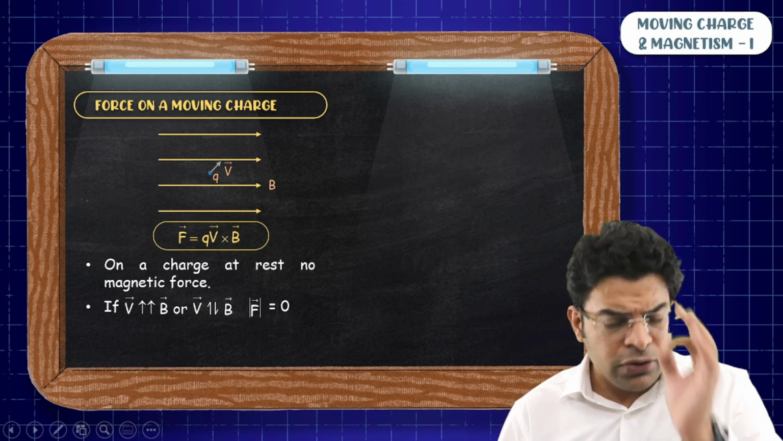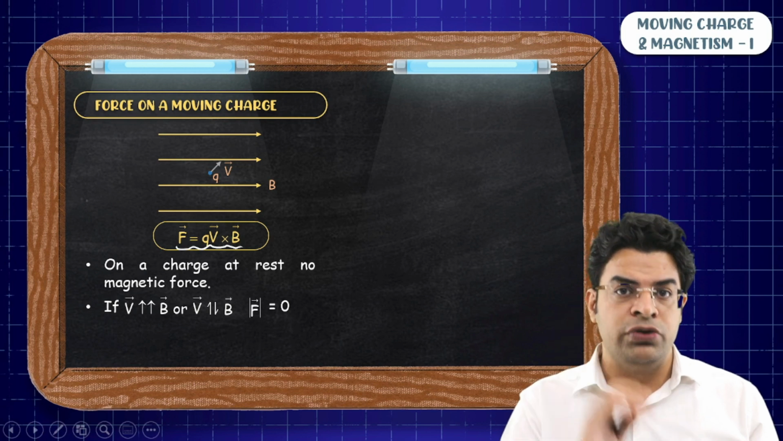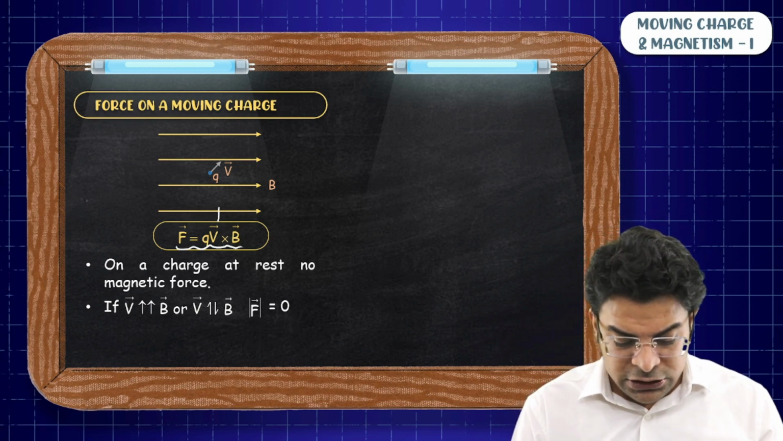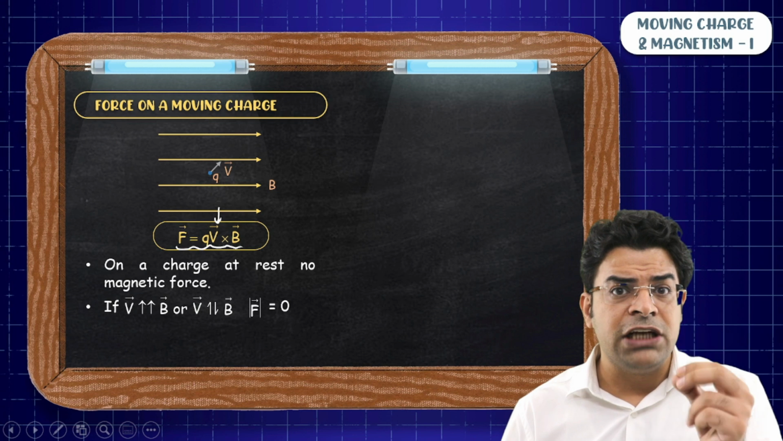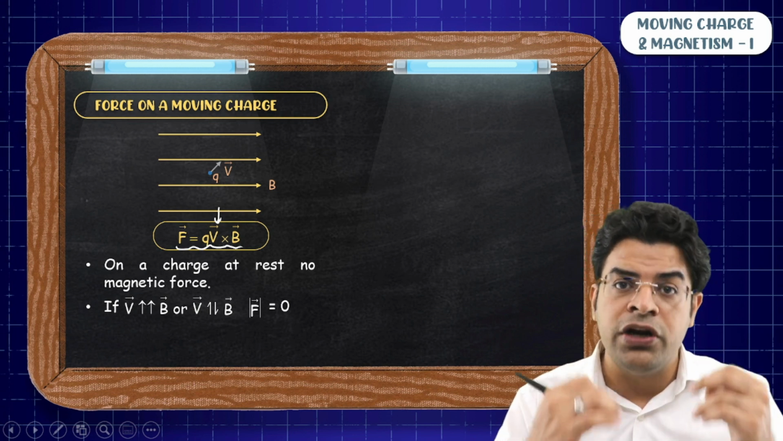So just by looking at this formula till now, I have said two things. The first thing, if the velocity of the charged particle is 0, if the charged particle is at rest, then the magnetic force acting on it will be 0.